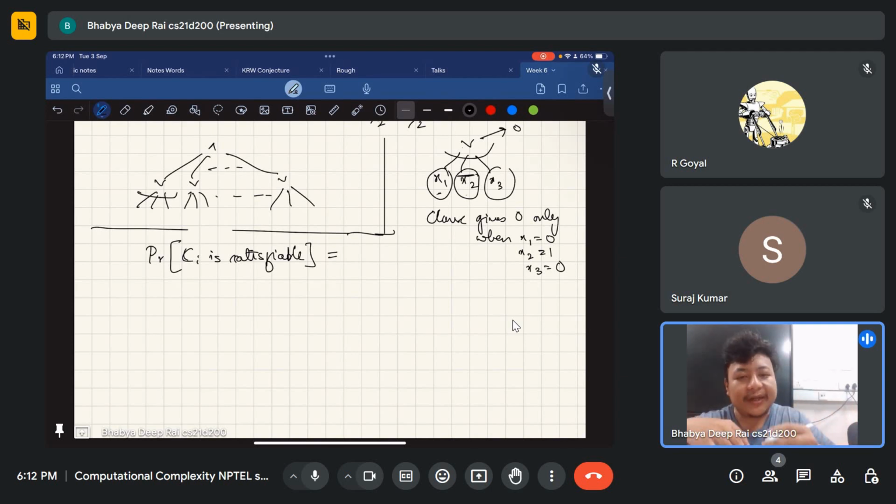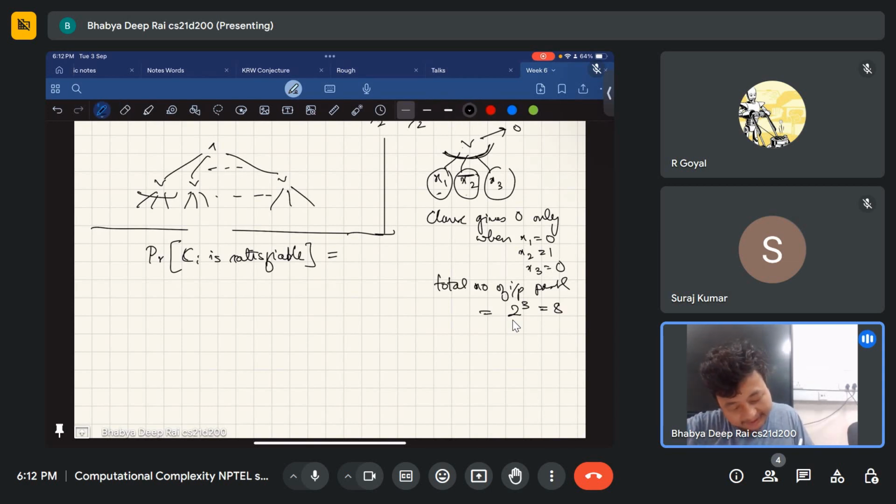So only on this particular input does it give false. And how many possible triples of inputs are there? The total number of inputs possible is 2 to the 3, which is 8. There are 2 to the 3 types of inputs I can feed to the OR gate, and only one of them, when I input 0 1 0, gives false.